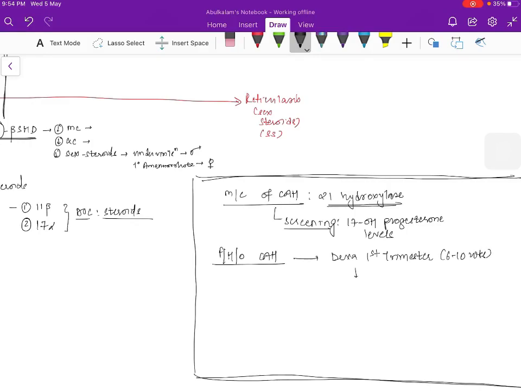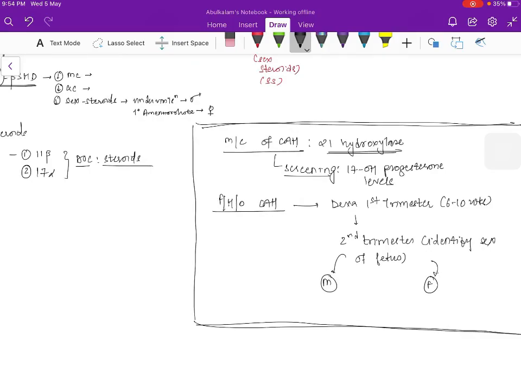Now what will happen? In the second trimester, identify the sex of the fetus. It can either be male or it can be female. Now, if the sex of the fetus is male, what is the important thing to remember is we have to stop DEXA.